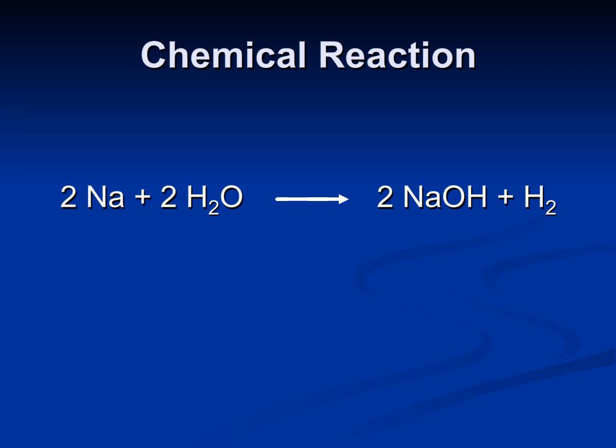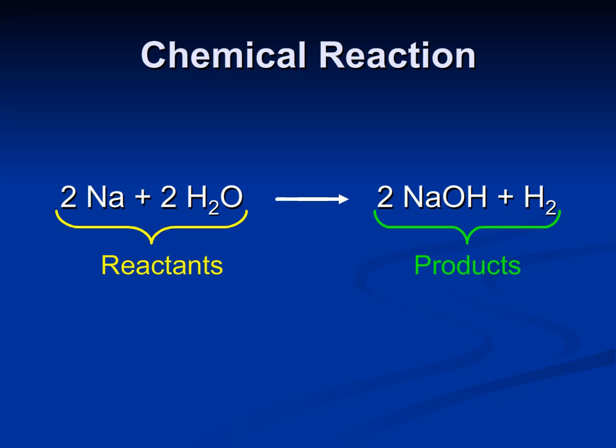On the left we have the reactants, those atoms or molecules that will react, sodium and water. And on the right, the products of the reaction, sodium hydroxide and hydrogen. Now, notice the numbers in front of some of the reactants and products. These are called coefficients. They are needed to balance the equation.